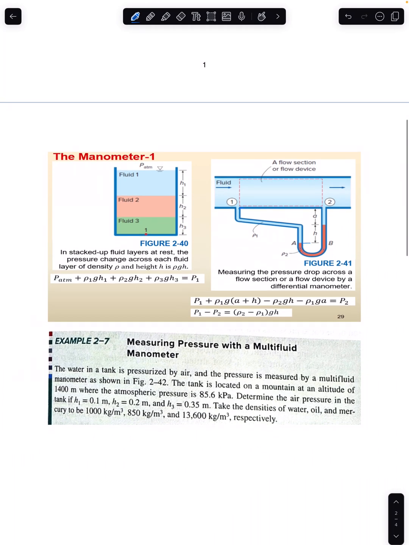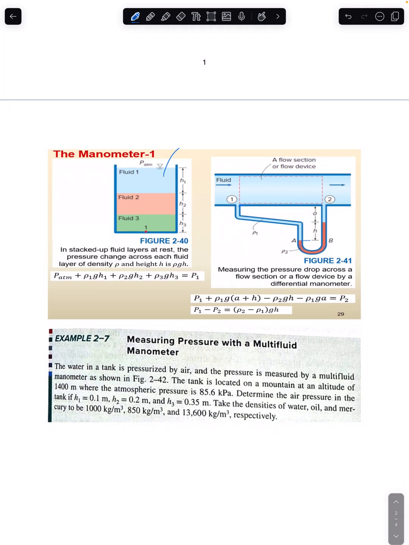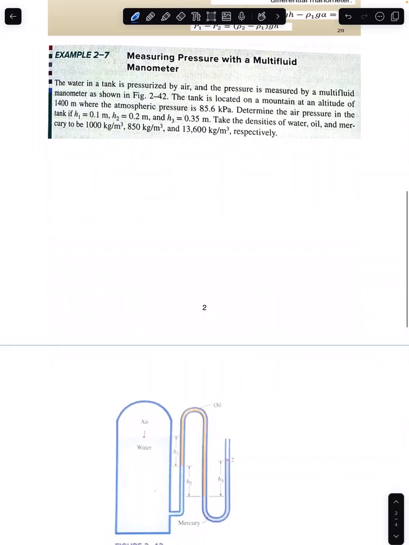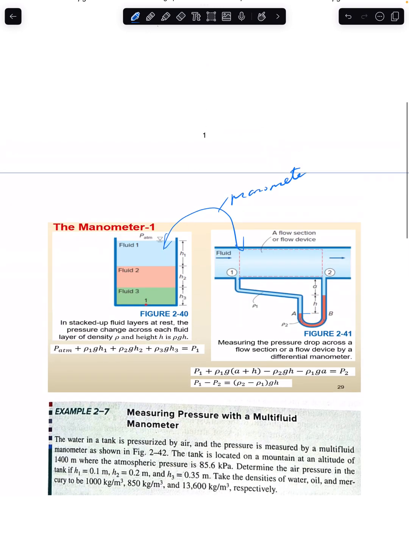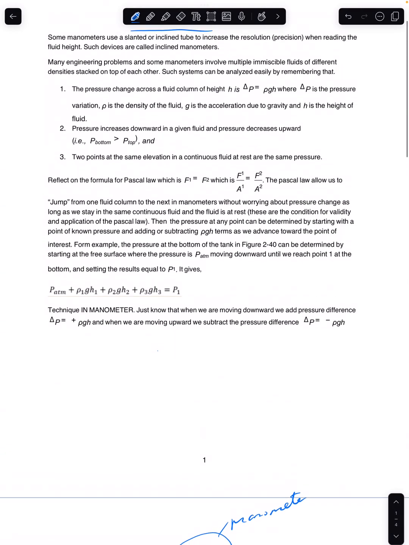So this is an example of a manometer. This is a manometer. In fact, I showed you all a manometer in class.